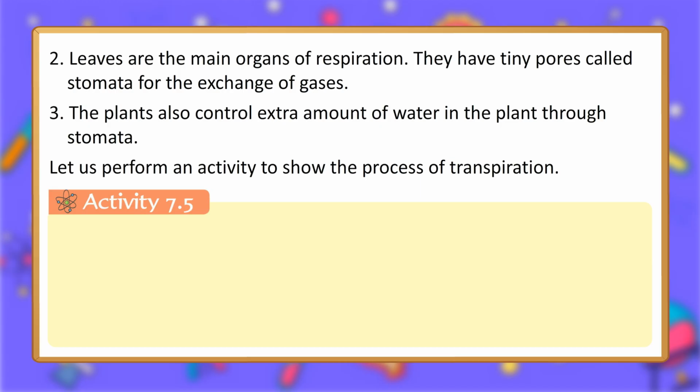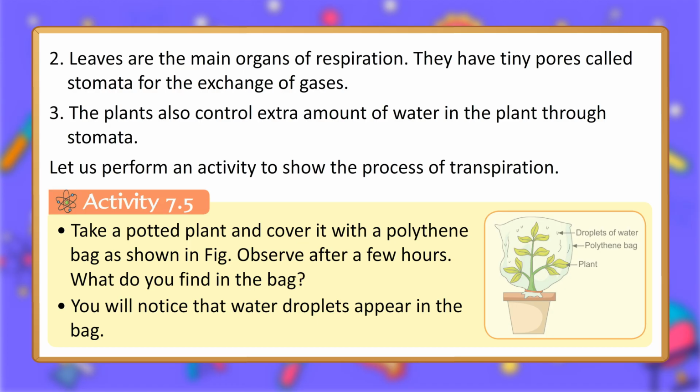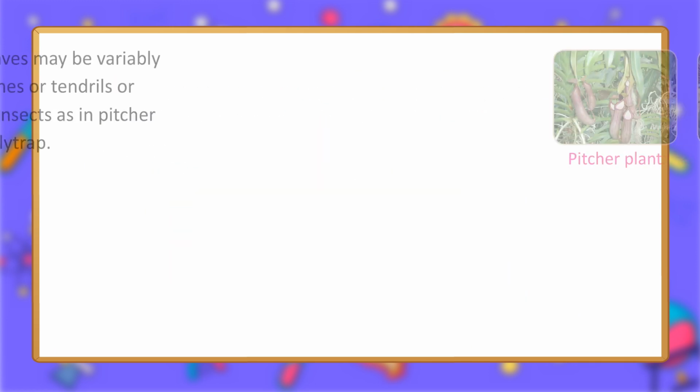Activity 7.5. Take a potted plant and cover it with a polythene bag as shown in the figure. Observe after a few hours. What do you find in the bag? You will notice that water droplets appear in the bag. You have learned that a leaf evaporates water into the air.